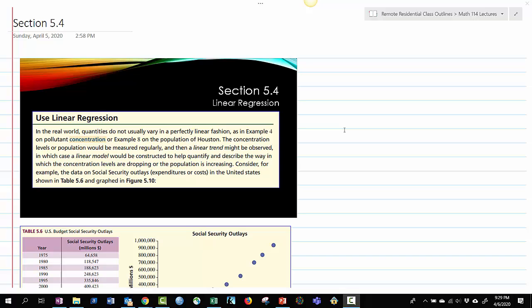Okay, so Chapter 5, Section 4 is about working with data when the data doesn't form an exact perfect line. In the real world, it rarely does, all right? So the term for finding the equation of the line, or the best equation of the line, is linear regression, all right? In the book, it says in the real world, quantities do not usually vary in a perfectly linear fashion, okay? And that's true.